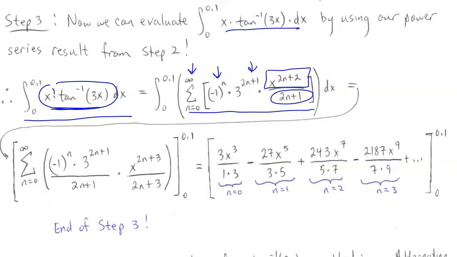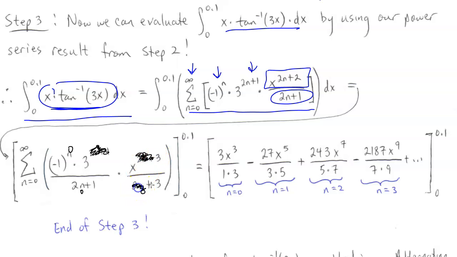All right, so let's say here, I'm going to switch colors for a moment. So let's say here I want to plug in 0 for n. So if I plug in 0 here, 0 here, 0 here, 0 here, and 0 here. Of course, negative 1 raised to the 0 is 1. 2 times 0 is 0. And 0 plus 1 is 1. So 3 raised to 1 is just 3. Same deal here. 0 times 2 is 0. 0 plus 3 is 3. And what we have is x cubed.